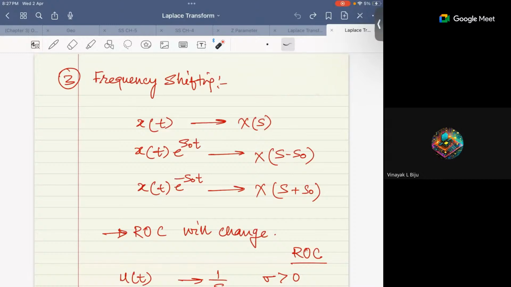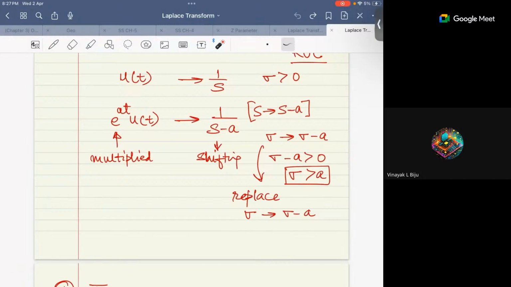It's very simple, right? Earlier, for the u(t) function, you were having just sigma greater than 0. Now you have multiplied by e to the power at, so there will be an impact in the frequency domain. What is the impact? S will get replaced with s minus a. So the 1 upon s will become 1 upon s minus a, the Laplace transform. What will be the ROC? As I told you, sigma will get replaced with sigma minus a.